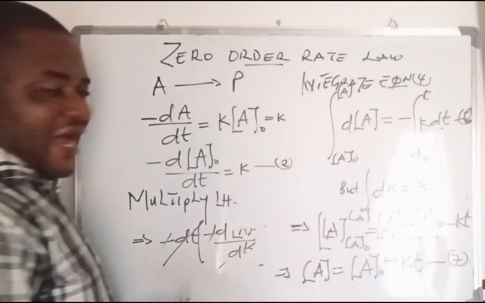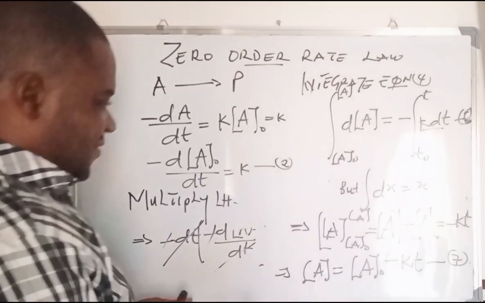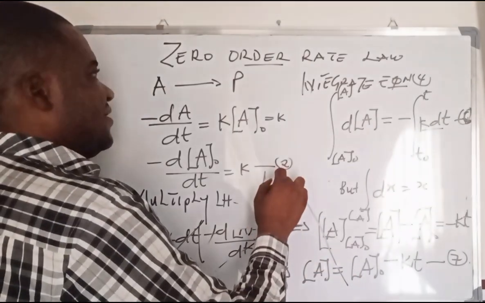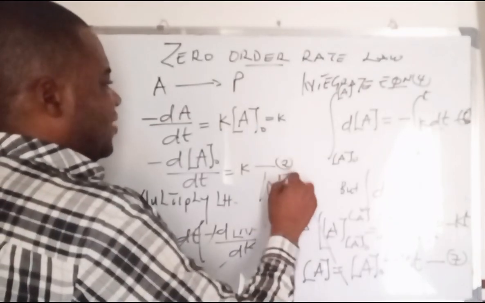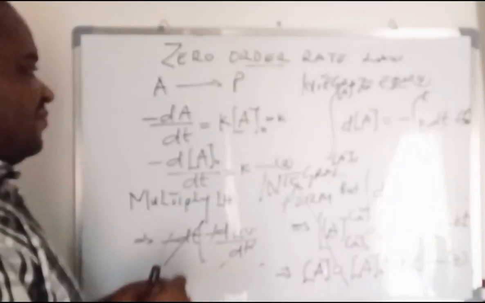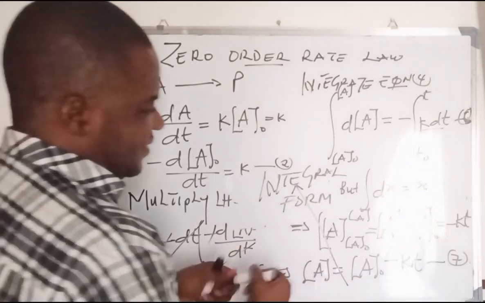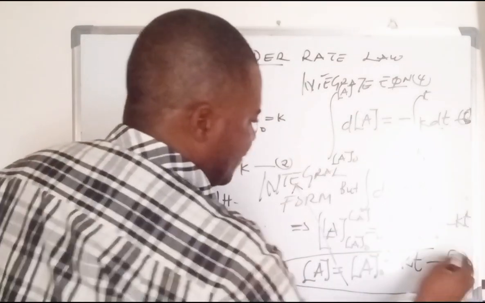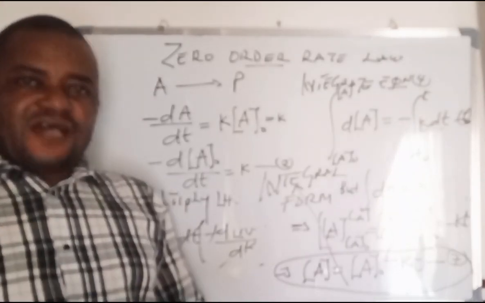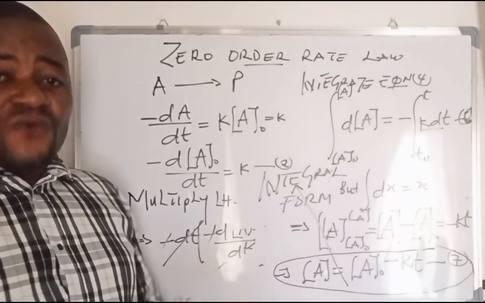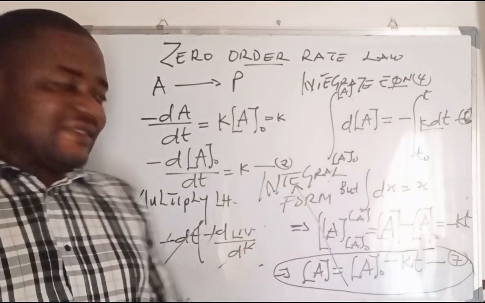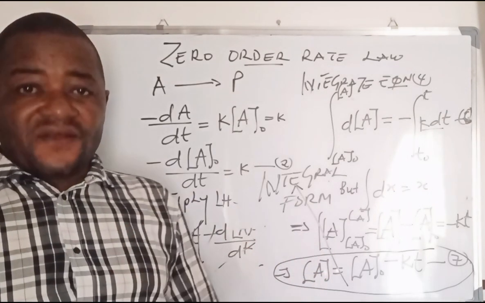Now this is actually the integral form. This equation we have here is actually the integral form of the zero order reaction. But now, how do we get the rate constant from here? It has to be in a graphical form.